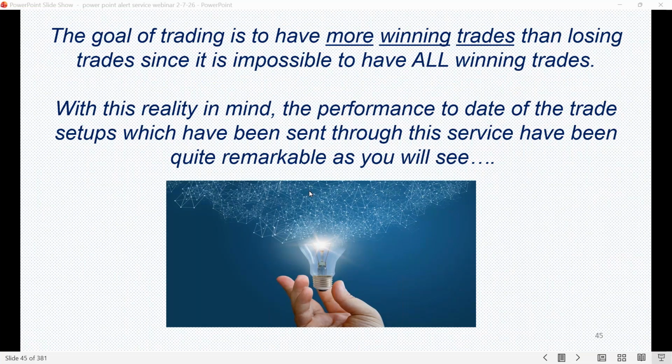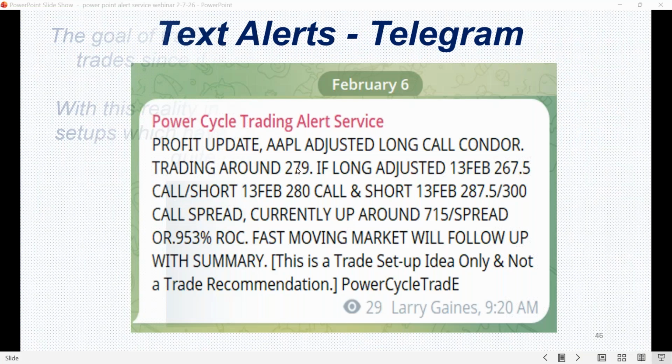The goal of trading, in my opinion, is to have more winning trades than losing trades, since it's impossible to have all winning trades. With this reality in mind, the performance to date of the trade setups that I'm going to show you through my service has been really very, very remarkable, as you're going to see. We use a free app called Telegram to send the trades out. So this is an example of what you would get if you join my alert service. You would receive this text through Telegram.